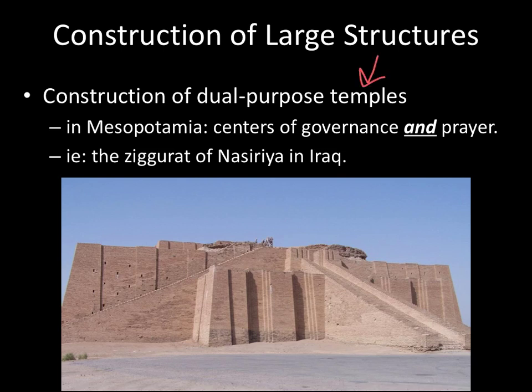Temples were very significant because they were centers of governance and prayer. This type of system is known as a theocracy. A theocracy is one where you have religious leaders ruling as governmental leaders. So clearly there was a lack of a division between church and state, especially in Mesopotamia.